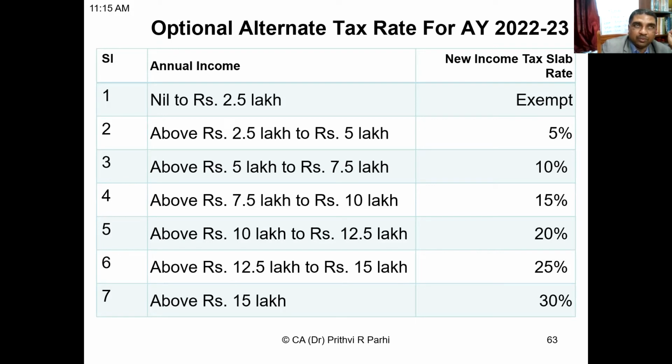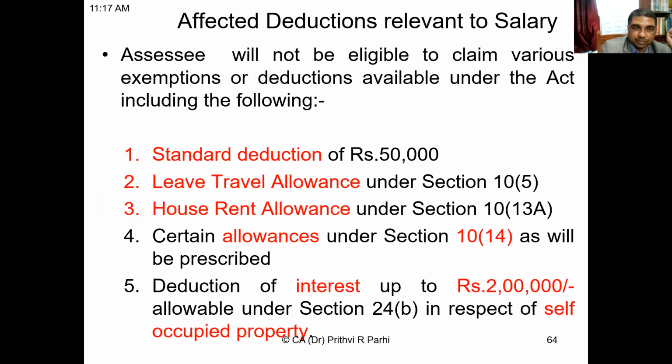Right. Now, if you go for the new scheme, you can see these are some deductions which one will not be able to get. Some of the deductions you may not be able to understand at this stage because you have not learned those chapters. But still, let me give you some brief idea. One is that every salaried person gets a standard deduction of 50,000. If he opts for the new scheme, he cannot get it.